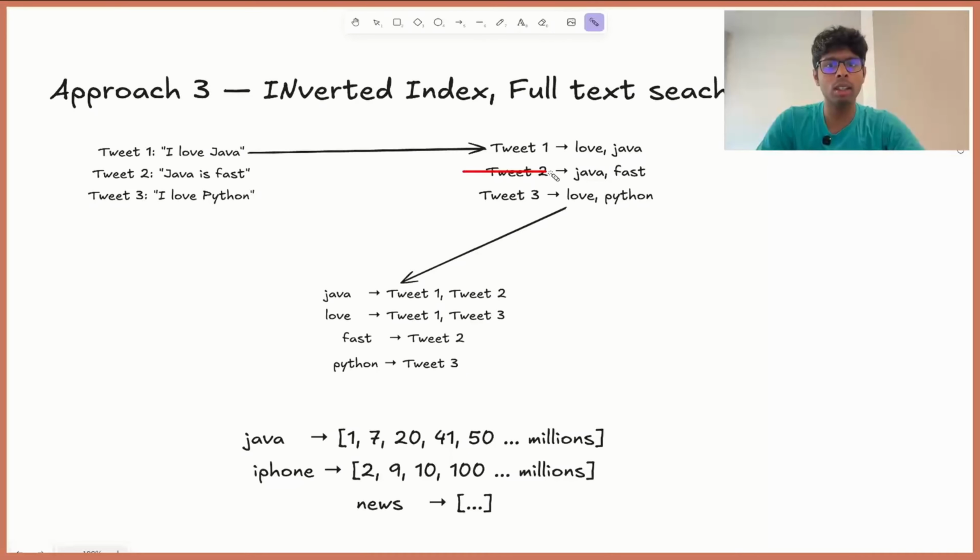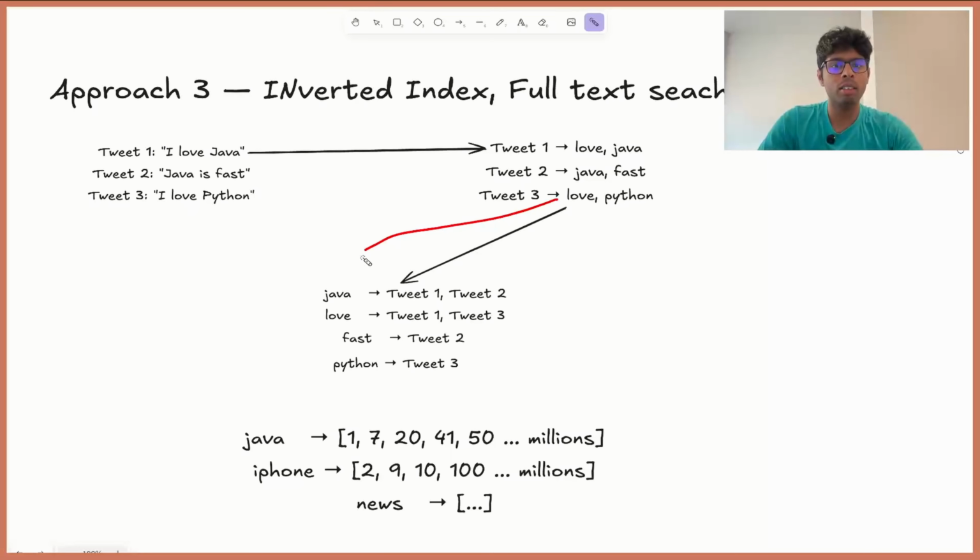Now tweet 1 says "love Java", tweet 2 says "Java is fast", and tweet 3 says "love Python". I remove "I", "is" and "I". Basically these are the stop words. They don't make much sense as keywords. We just want keywords in our inverted index.